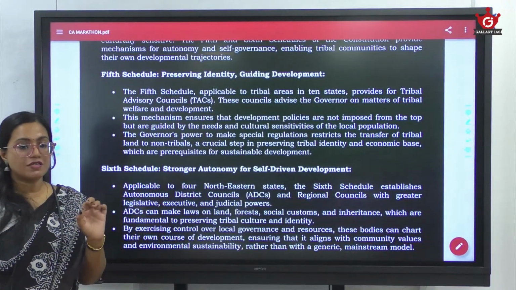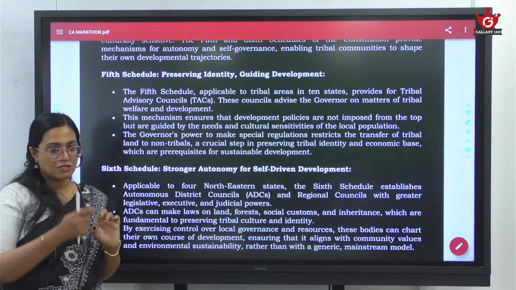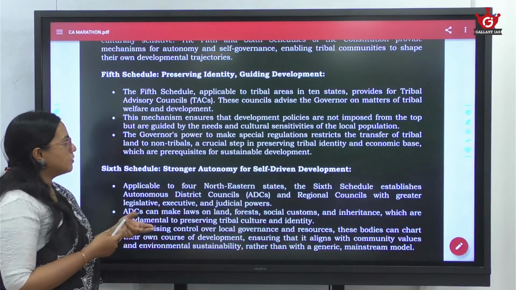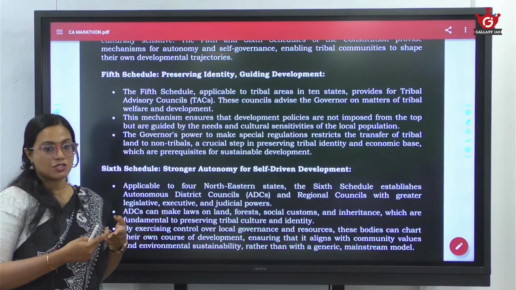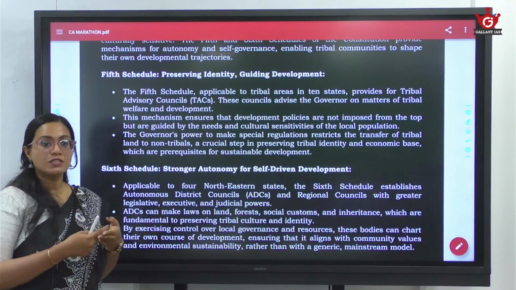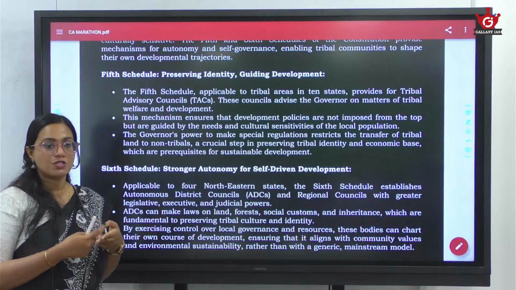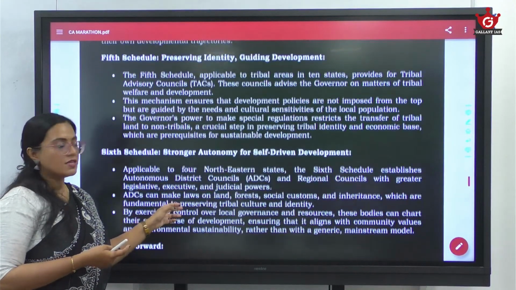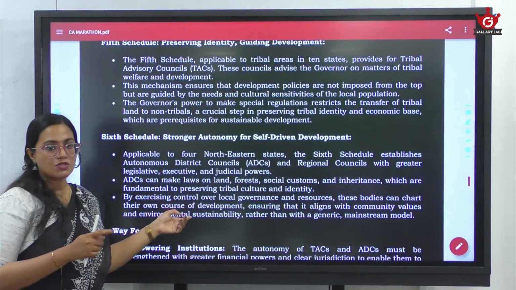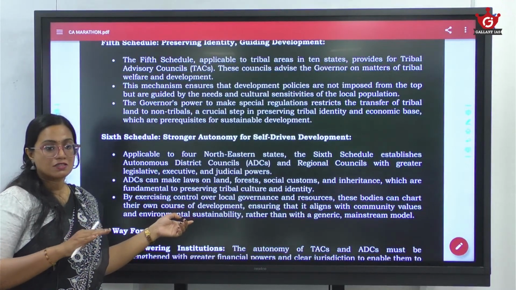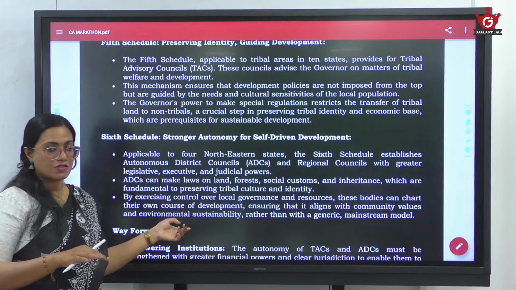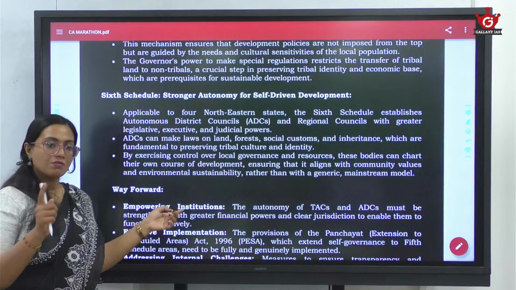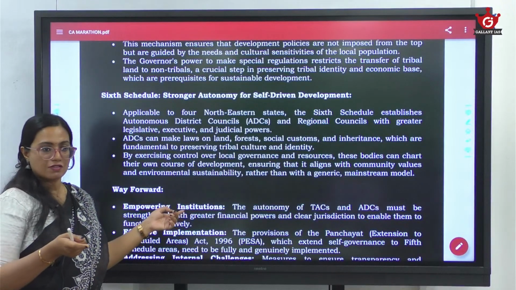So you should know the differences between the 5th and the 6th Schedule, and how they lead to tribal autonomy and tribal development. That is also different, so you should know the difference. Only if you have the static knowledge of this will you understand this question and be able to write it. Such static-related questions require basic knowledge of the static portions, because the 5th and 6th Schedules both talk about tribal and scheduled areas.